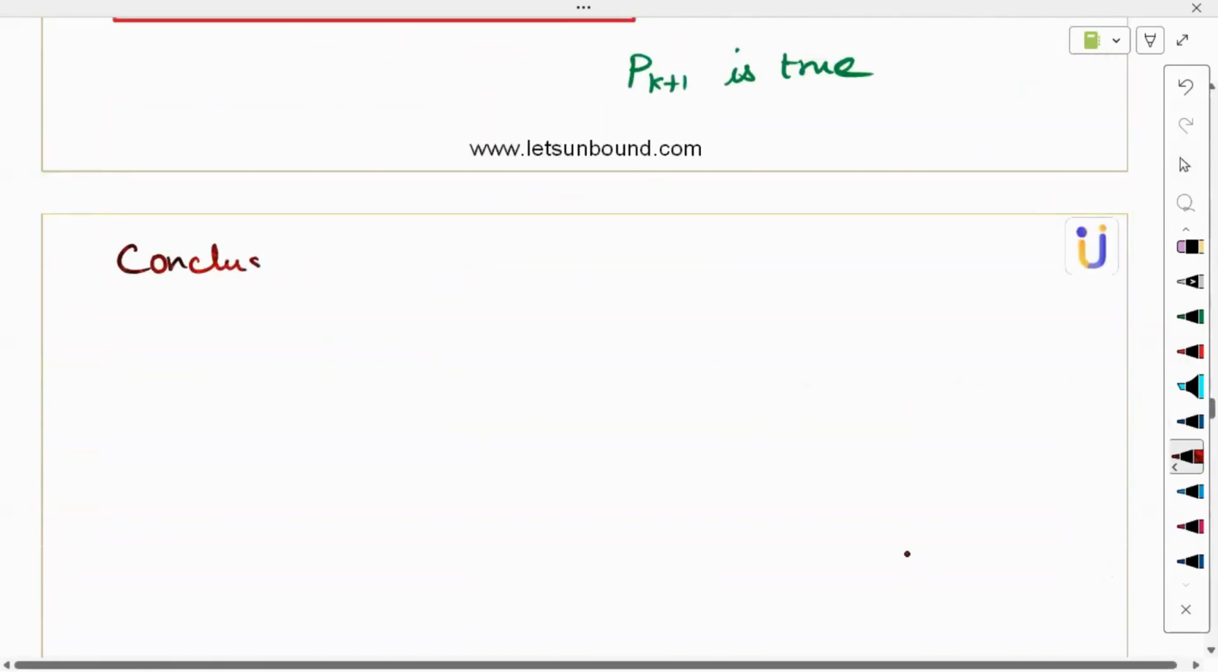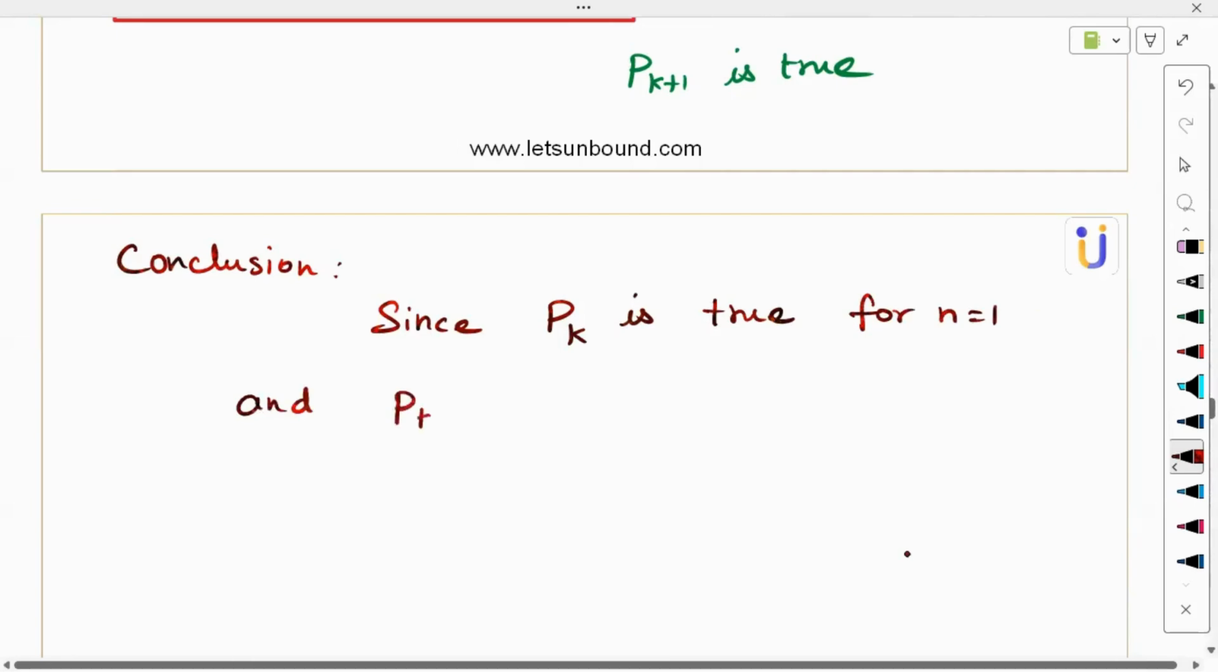How to conclude this? Since P k is true for n is equal to 1, and P q is true for n is equal to k plus 1 also we have proved. This one we have proved, this one we have proved. But the second one, k plus 1, is proved with the help of whenever n is equal to k is true.